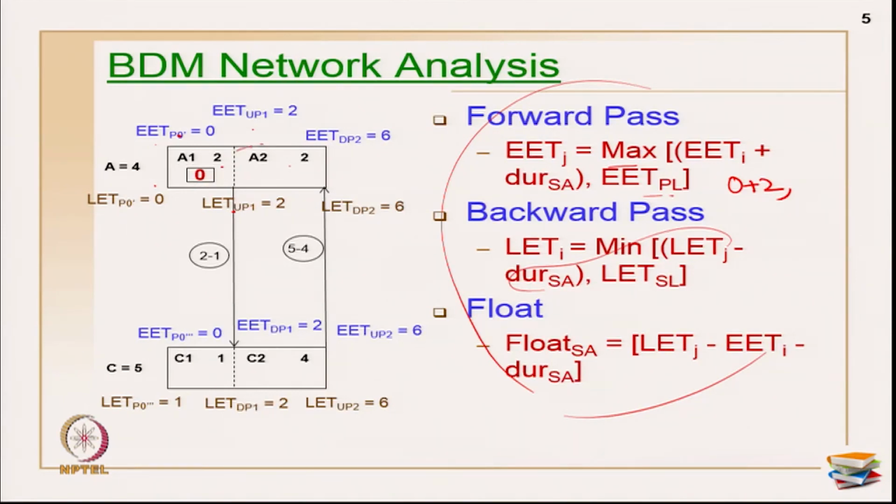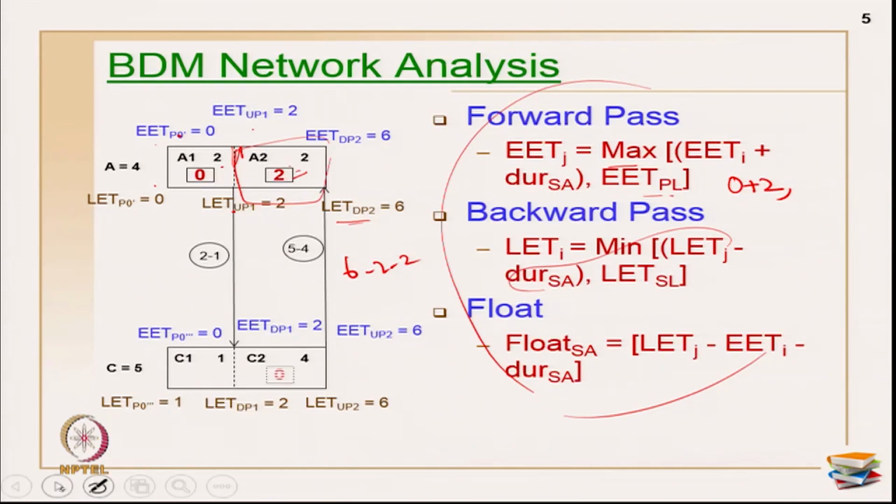Now, let us take this particular segment, the float of this particular portion. So, the float of the sub activity is what I have written. I am going to take the float of sub activities. So, the late event time of the jth side is 6, minus the early event time of the same segment, which is 2, minus the duration of this, which is 2. So, I will have 6 minus 2 minus 2. So, that will be equal to 2 here.